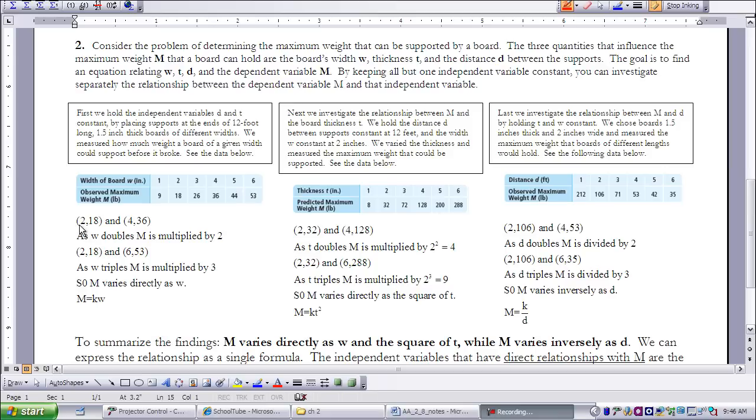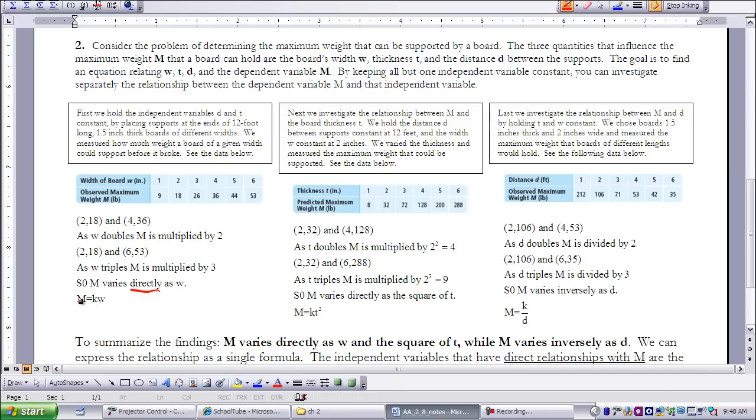So as I double my independent variable, 2 gets doubled to get to 4, I notice that my mass, or my M, is being doubled also. Let's take a look and see if that same thing happens when I triple my value. 2 tripled gets me to 6. 18 tripled gets me to 53. So as W triples, M is multiplied by 3. So M varies directly as W.